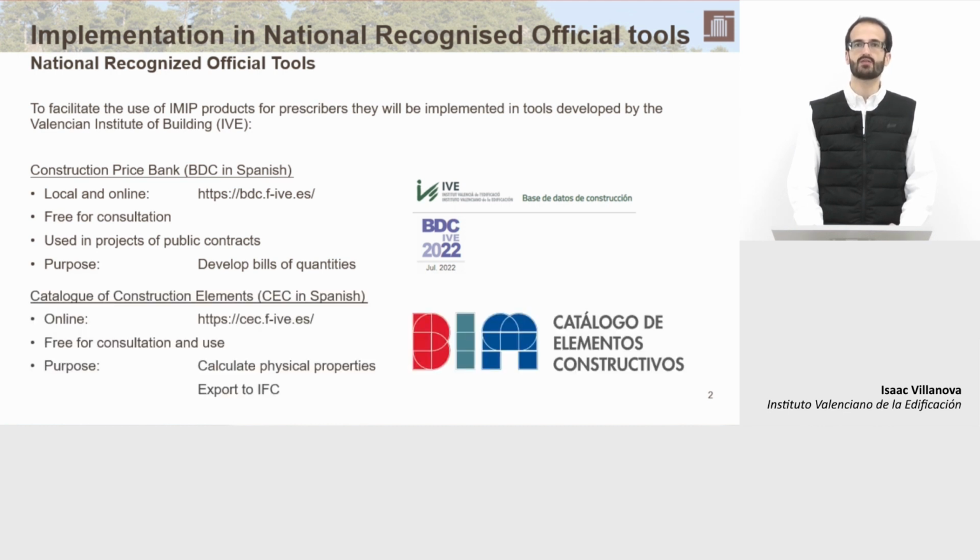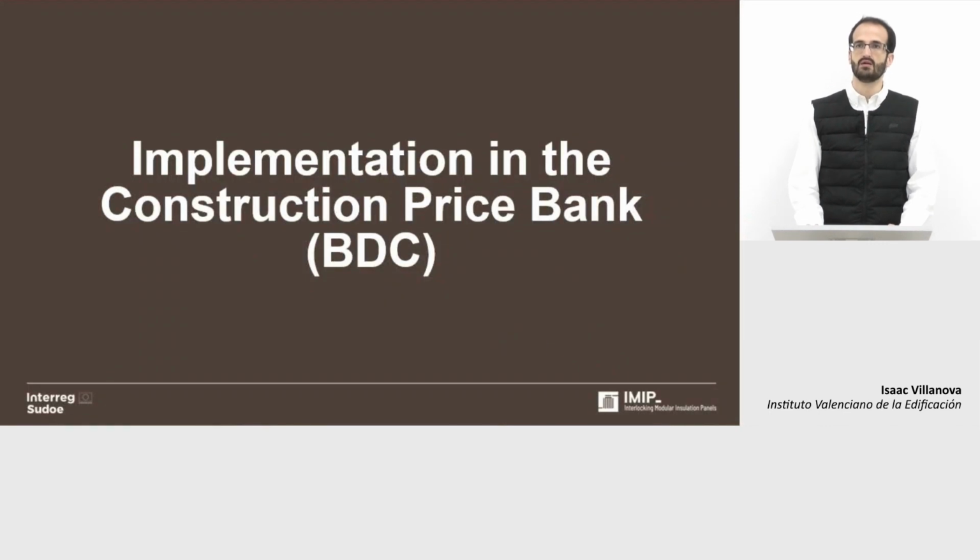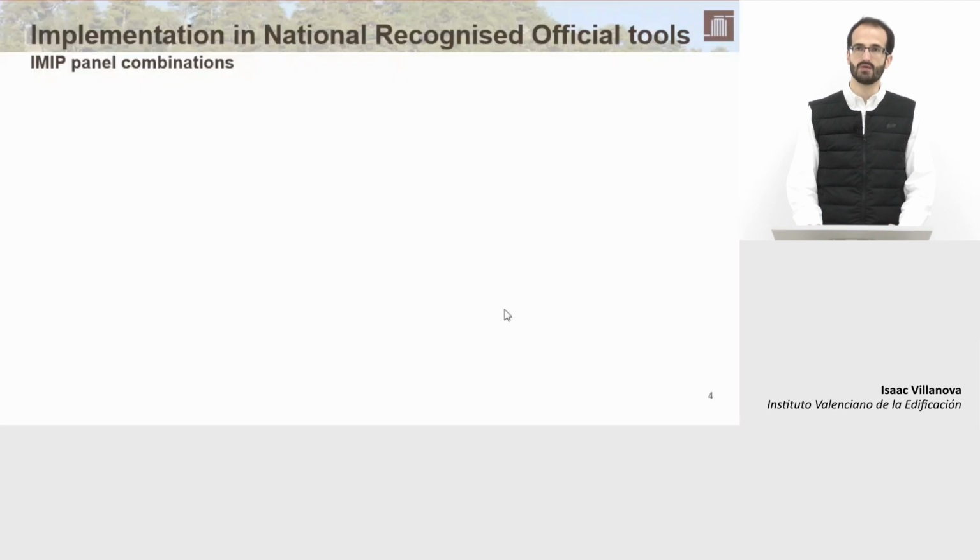The second tool is the Catalogue of Construction Elements, the CEC in Spanish. It's an online tool and it can be accessed through this link from here. And it's free for consultation and use. The purpose of this tool is to calculate the physical properties of constructive solutions, and it also allows you to export the solutions to the IFC format for BIM projects. So first I'm going to talk about the implementation in the Construction Price Bank.